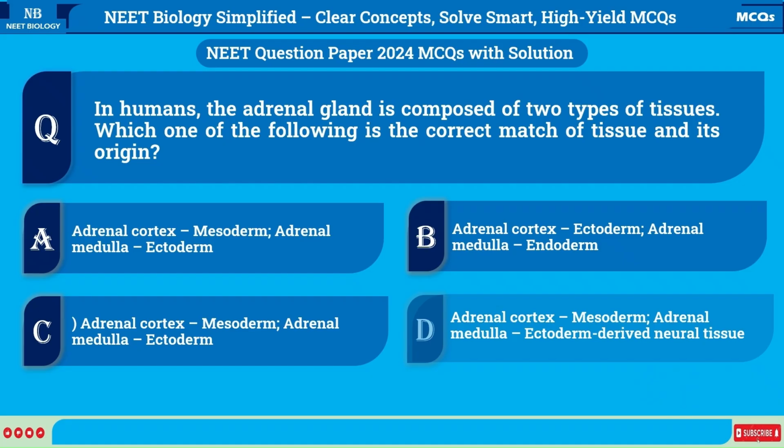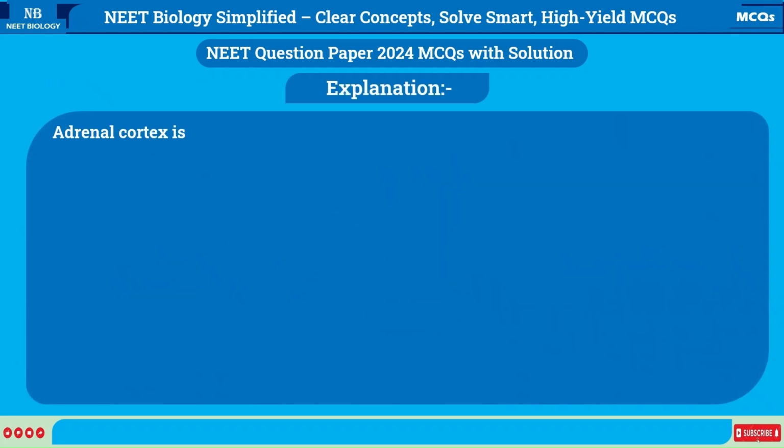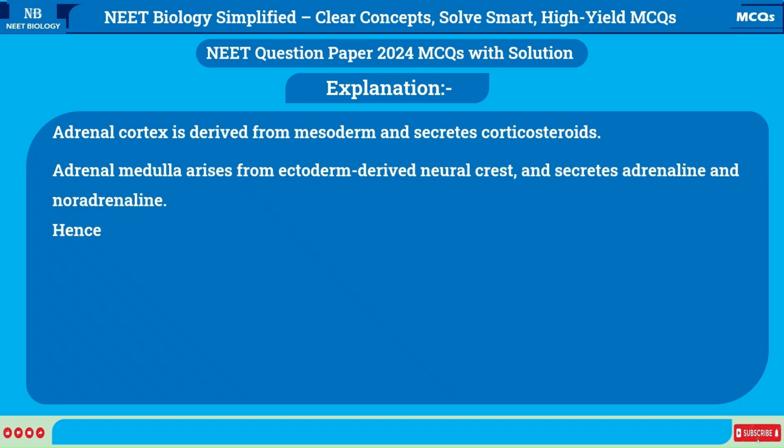Correct answer is answer D. Adrenal cortex, mesoderm, adrenal medulla, ectoderm-derived neural tissue. Explanation: adrenal cortex is derived from mesoderm and secretes corticosteroids. Adrenal medulla arises from ectoderm-derived neural crest and secretes adrenaline and noradrenaline. Hence, option D is correct.